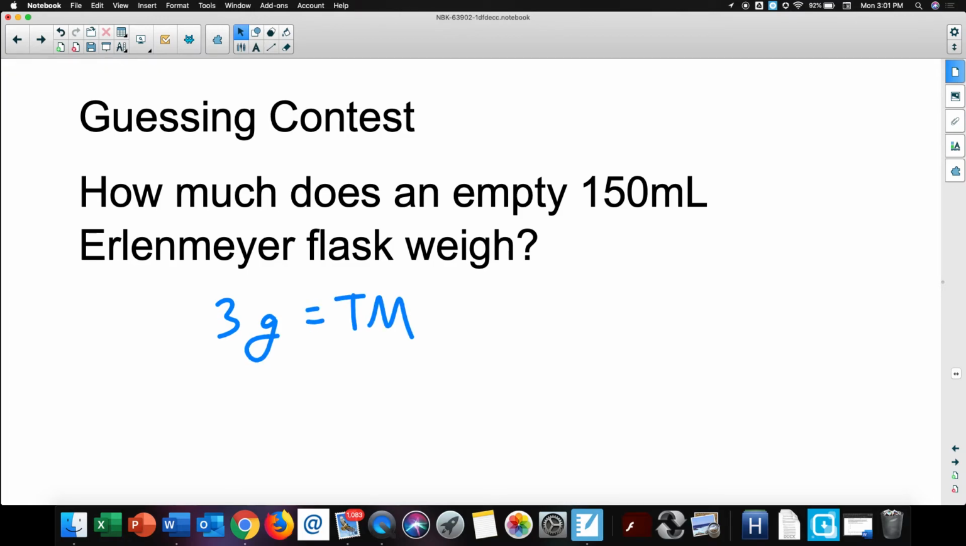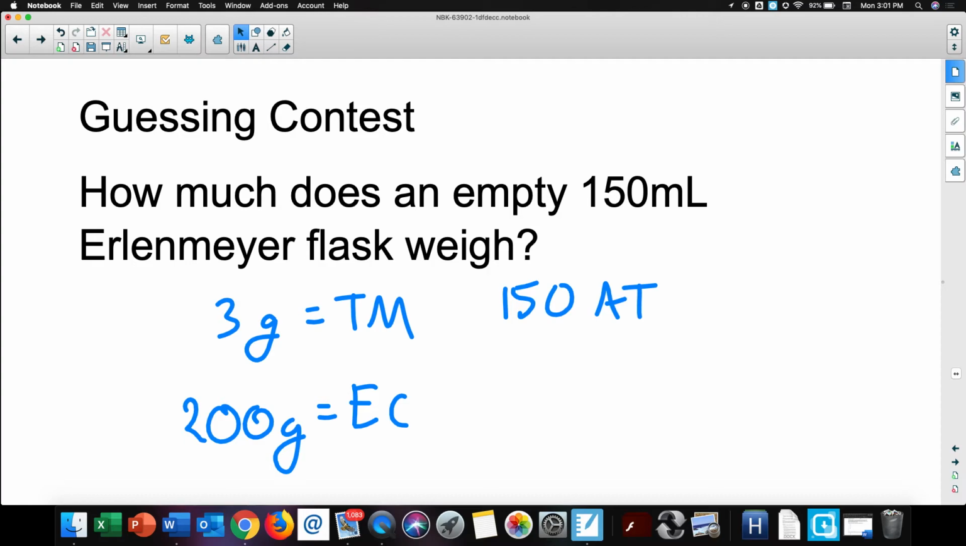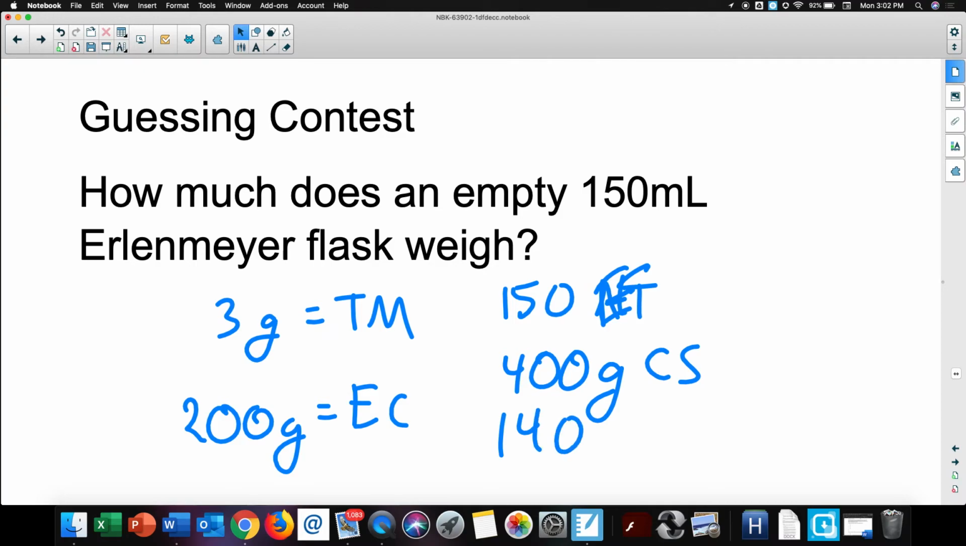Let's have another guess. 200 grams. That is your exact guess as well? Carlos. 400. He's going big. He's saying 400 grams. 140. Just cutting Ava off at the pass there.